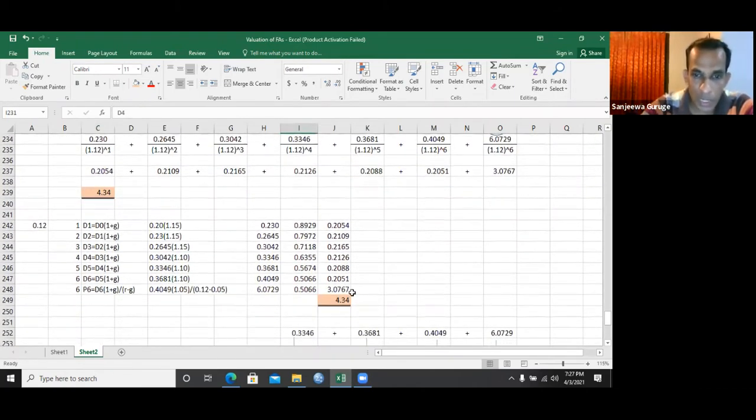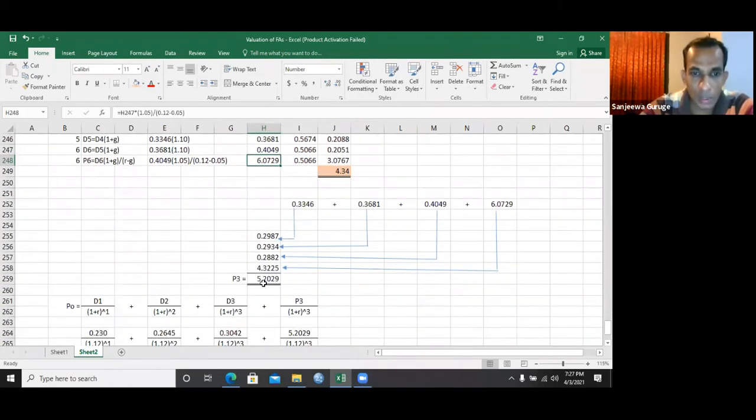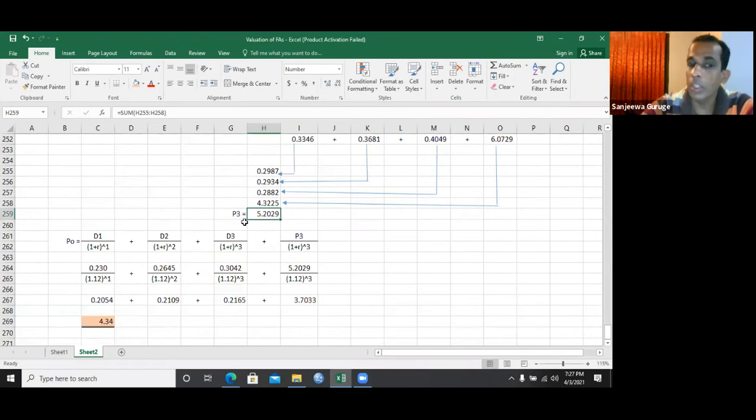So P6 is this one, and P3 is this one, right? Definitely the selling price will be different, but this price will not be changed based on our plan of selling the share. Holding the share is our option. That's up to the shareholder. Shareholders may change, but that will not affect the current price of the share.